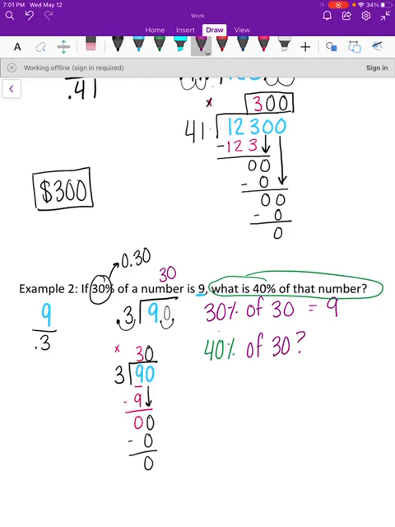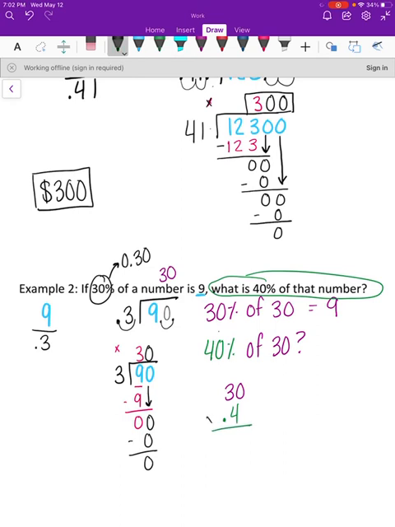Now, before we didn't know what 30 was. We said, okay, 30% of some number is 9. But now we want to know what is 40% of 30. So this time we're going to multiply. So we're going to do 30 times 0.4.